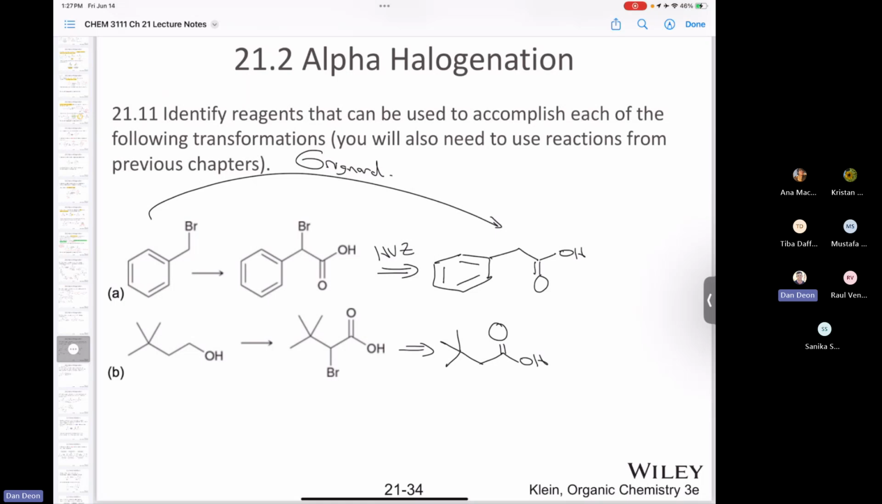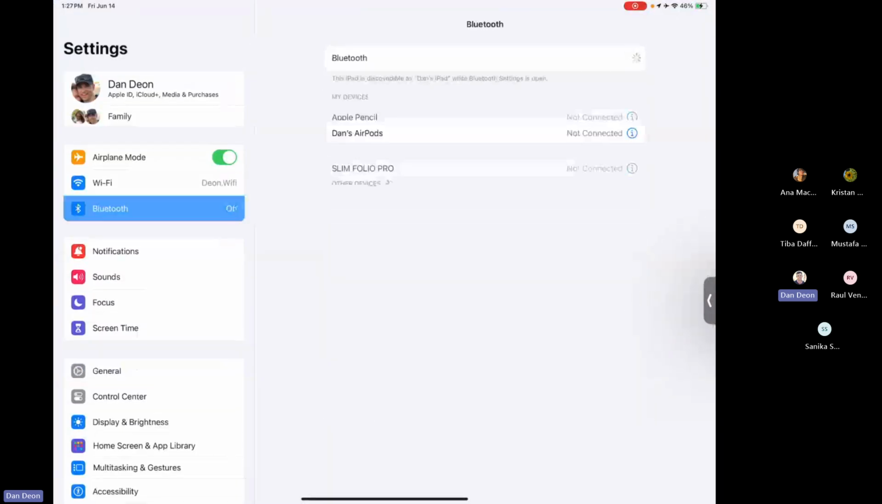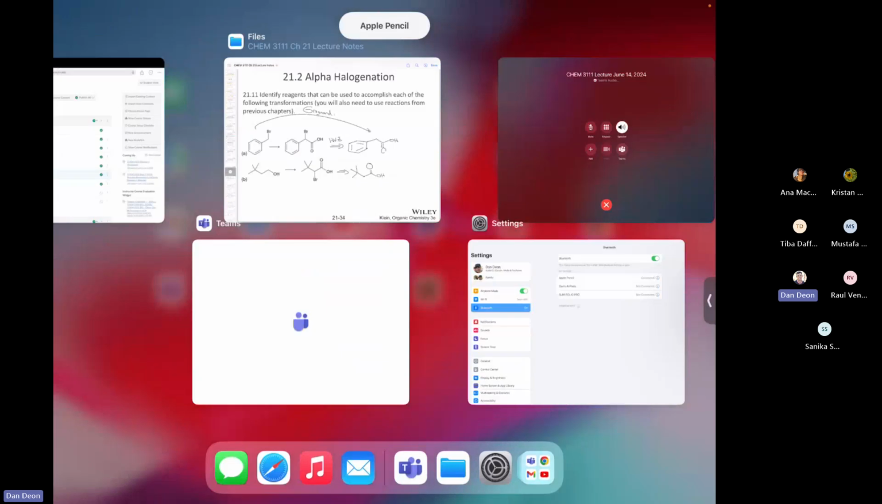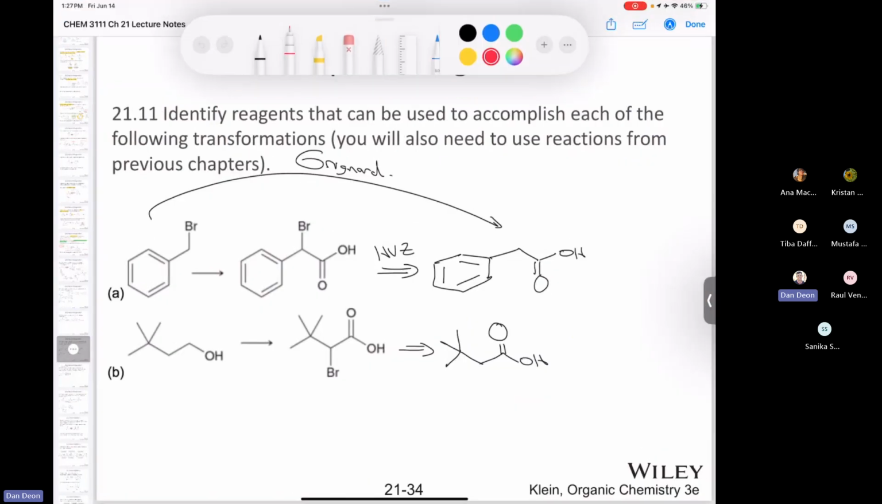Oh, my Bluetooth doesn't want to, my Apple Pencil isn't connecting. Just give me a second here. That's why. All right, let's try that instead. There we go. All right, so now my Bluetooth is connected. Let's give this the old college try.